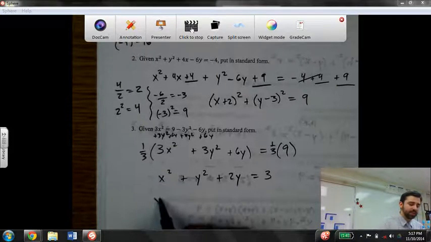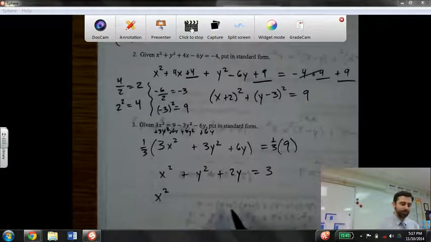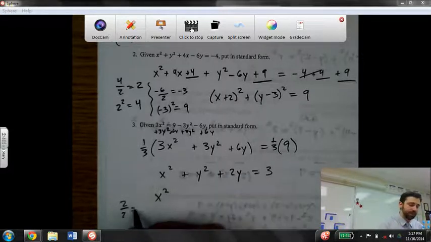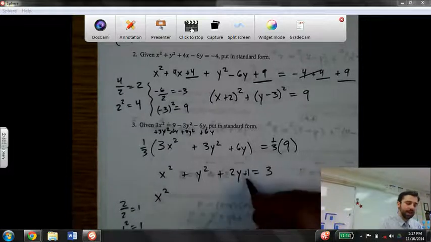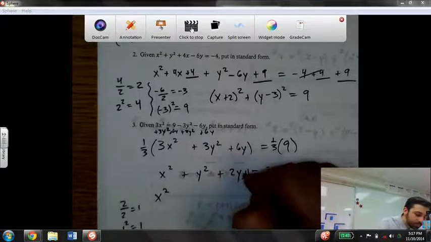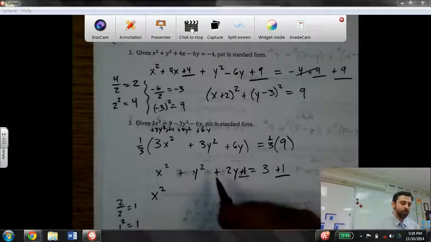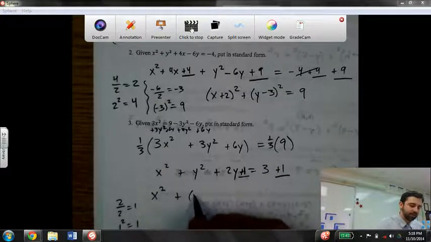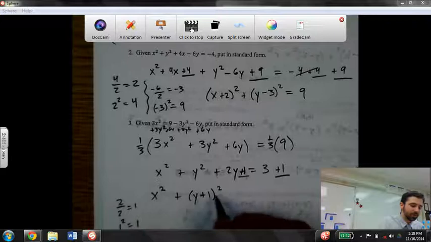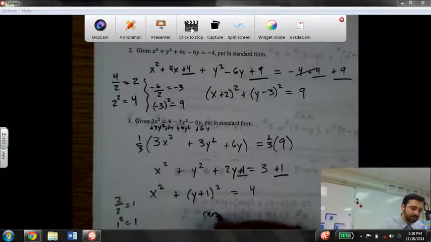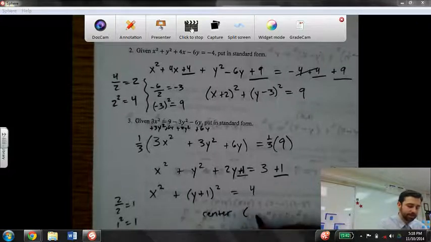Notice I have just the x squared term, so x squared remains. I'm going to take 2 from the 2y here, divide it by 2, square that, and then add it to the y's, which when I add to the left I also have to add to the right, which then I can simplify down to y plus 1 squared is equal to 4, which also then tells me that I have a center of the circle at 0, -1, with a radius of 2.